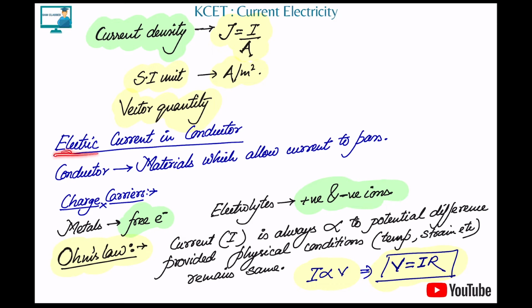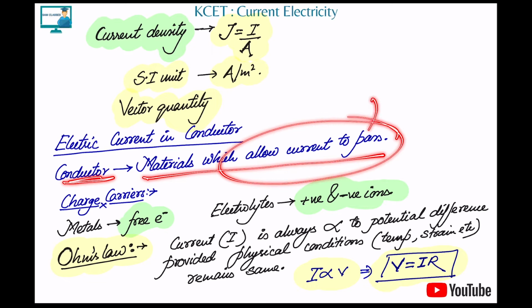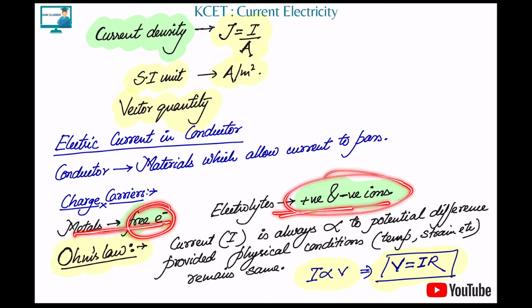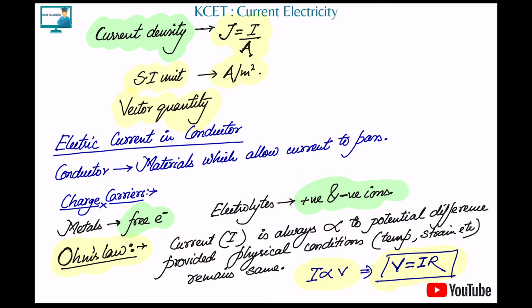Now electric current in a conductor. A conductor has free electrons, which allow the current to pass and make it able to conduct. Metals have free electrons. Electrolytes have ions, charged particles, positive ions and negative ions, as we know. Not going into much detail, not needed.